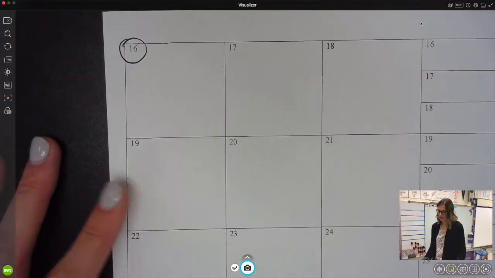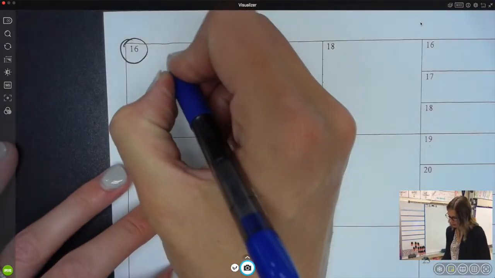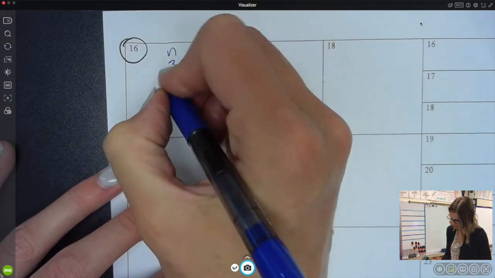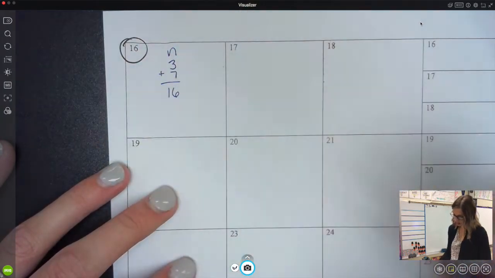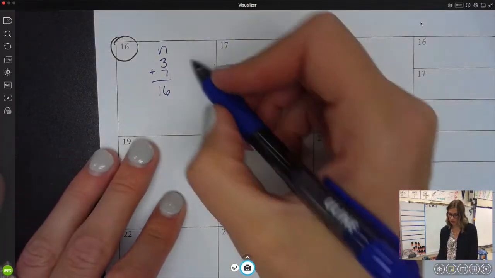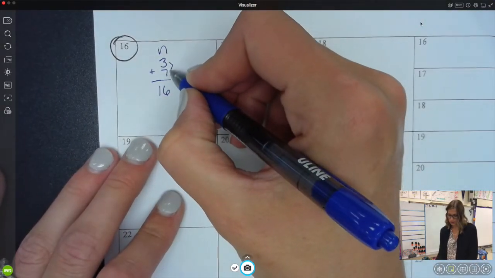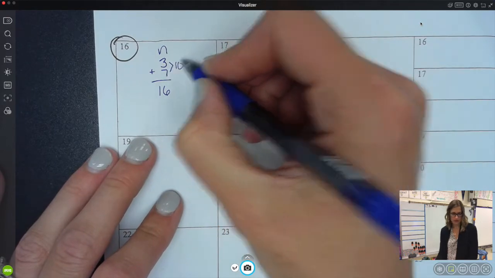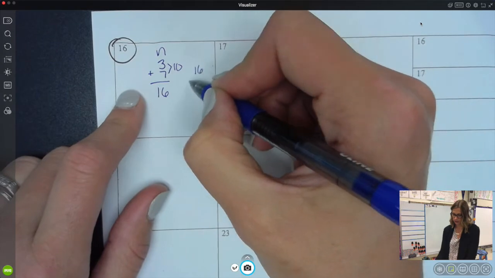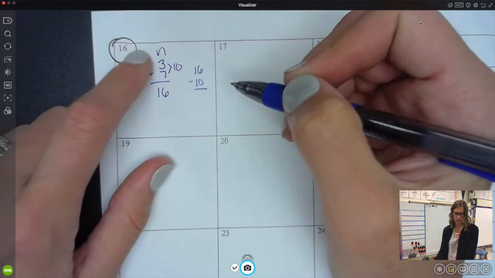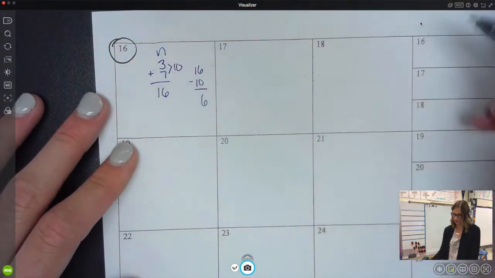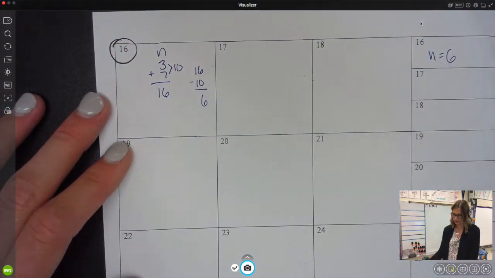Number 16, missing add-in problem. It says n plus 3 plus 7 equals 16. Missing add-in, when we have a missing add-in, we're always going to subtract. So add together the two that we know. 3 plus 7 gives us 10. Then let's subtract. We got to take our total, 16, minus the 10 there to get what this missing number is. 16 minus 10 is 6. So n equals 6.